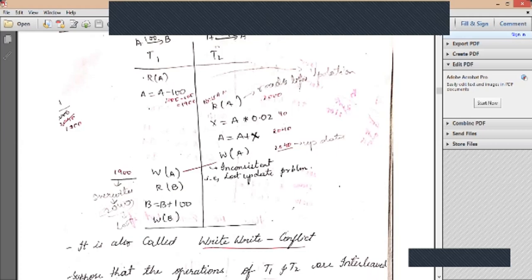Okay. That is nothing but 2040. Now again it is interleaved. Suppose you are writing write of A here. Now once write of A is done, it is updating the value in your account. After 2000, you are updating it, that is nothing but 2040 rupees. Now after this writing, again the transaction A is writing.